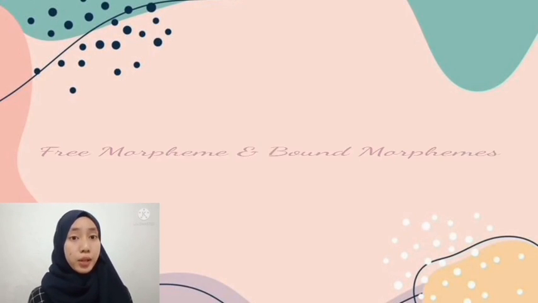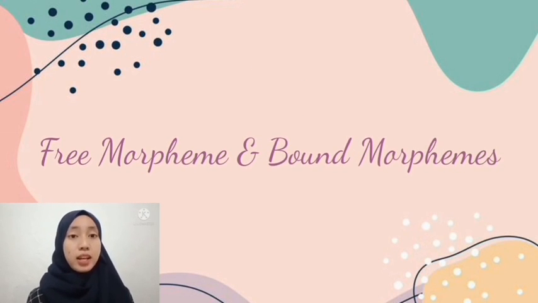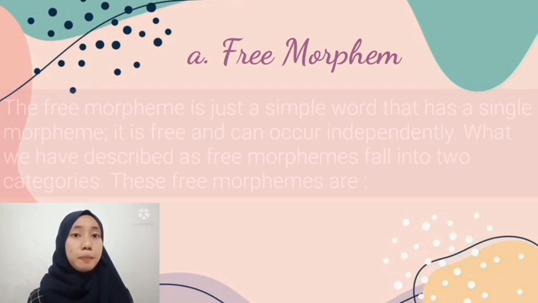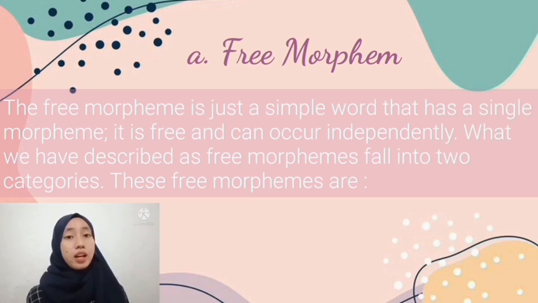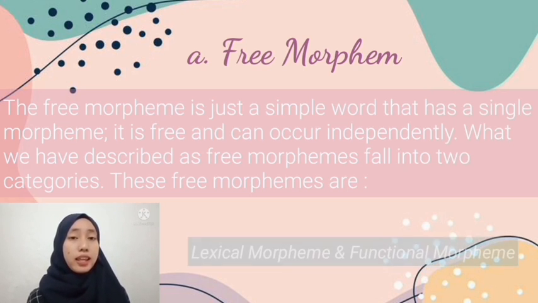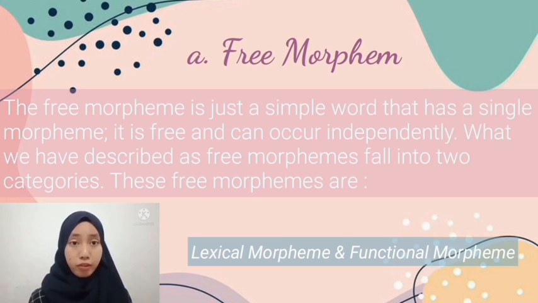The next is free morpheme and bound morpheme. A free morpheme is just a simple word that has a single morpheme. It is free and can occur independently. What we have described as free morphemes fall into two categories. Thus, free morphemes are lexical morphemes and functional morphemes.